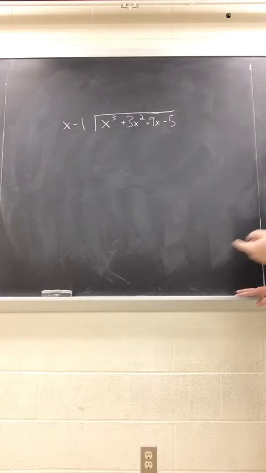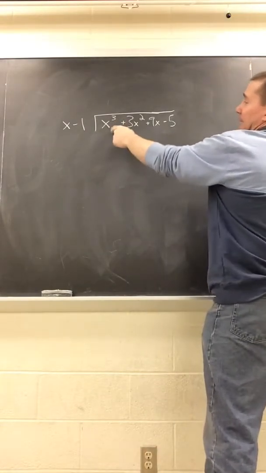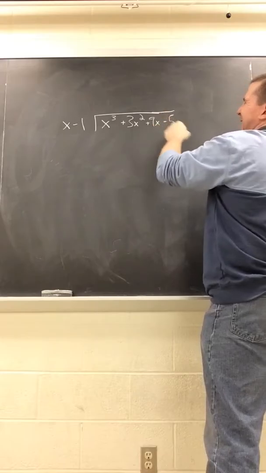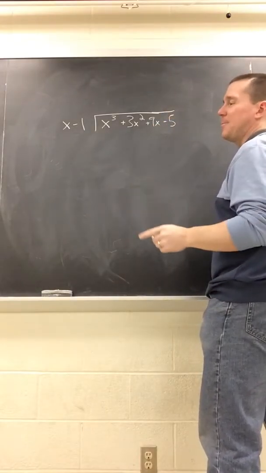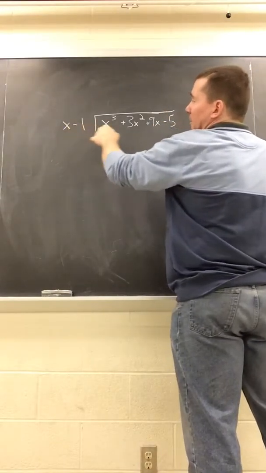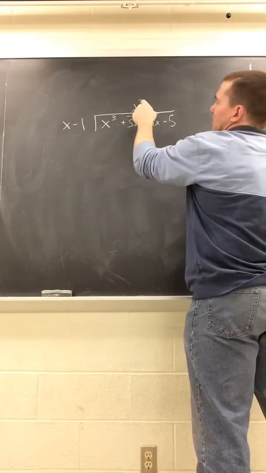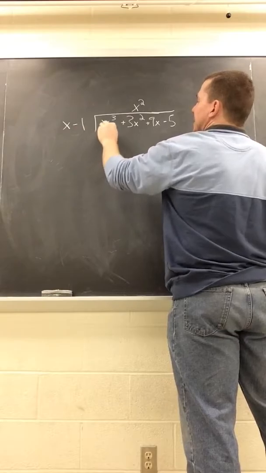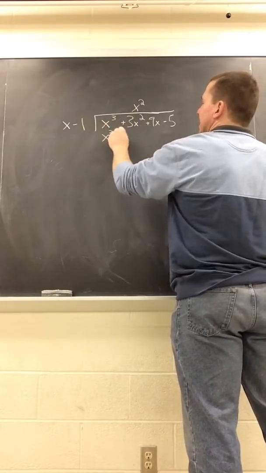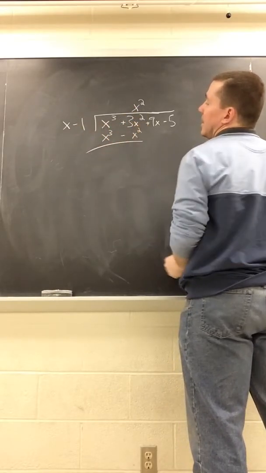Do the same thing. So we have all the powers of x cubed, x squared, x, and the constant, so we don't need any placeholders. What do you multiply x by to get x cubed? X squared. So put the square term on top and multiply. X squared times x is x cubed. X squared times negative 1 is negative x squared.